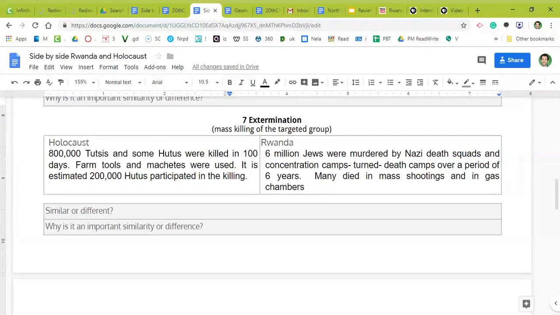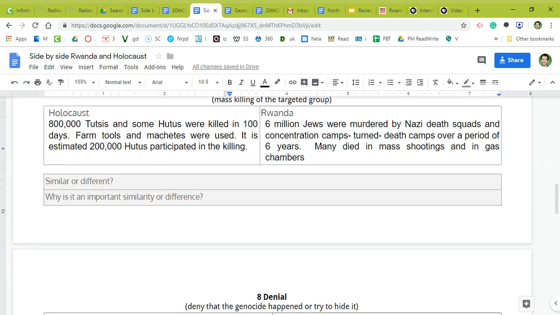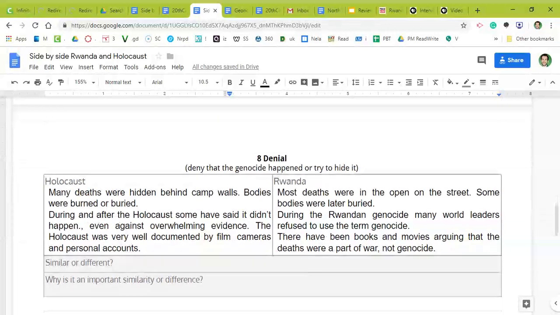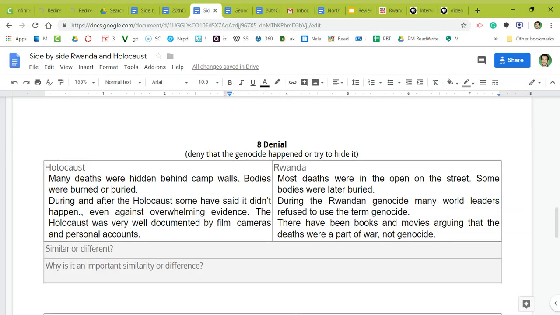And extermination. 800,000 Tutsis and some Hutus were killed in 100 days. Farm tools and machetes were used. It is estimated 200,000 Hutus participated in the killing. 6 million Jews were murdered by Nazi death squads and concentration camps turned death camps over a period of 6 years. Many died in mass shootings and in gas chambers. So does that seem similar or different? And remember, you can pause the video.